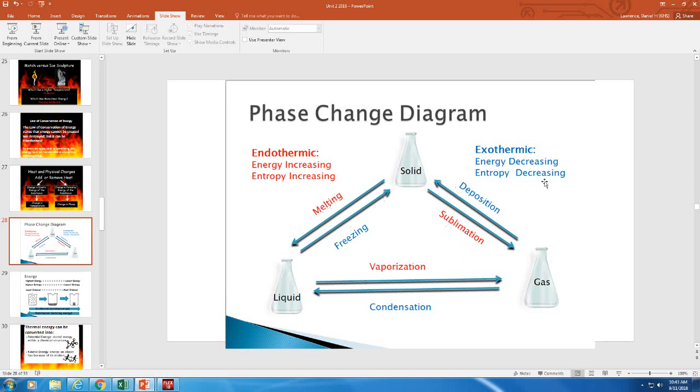For your blue phase changes, they're going to be exothermic. The energy of the system is going to be dropping, all right? And the entropy is decreasing. The system's becoming more orderly or organized. So if I take my liquid, and I freeze it to a solid, I'm slowing the molecules of that liquid down, and they're becoming more tightly packed together and more organized. So that would be an exothermic process because energy is leaving my liquid. All right, but again, just make sure you have these before you move on to the next part of our presentation today.